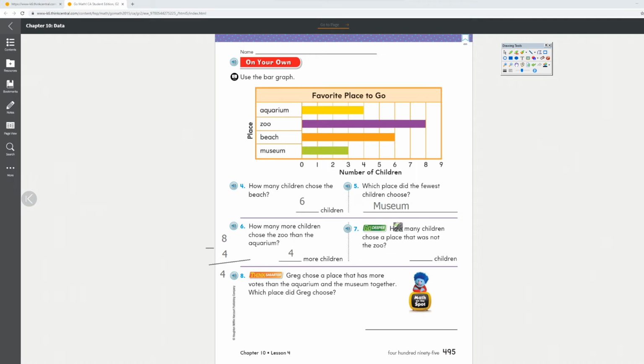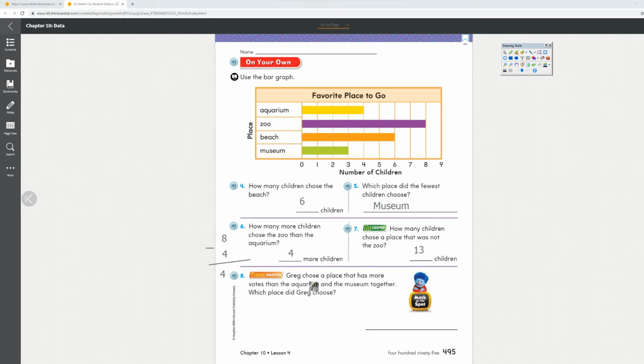Number 7. How many children chose a place that was not the zoo? So now we're counting all the categories except the zoo because we are excluding the zoo. That's why it says not. So how many children chose a place that was not the zoo? So we count aquarium, beach, and museum. So 3 plus 4 plus 6 gives us 13. 13 children.